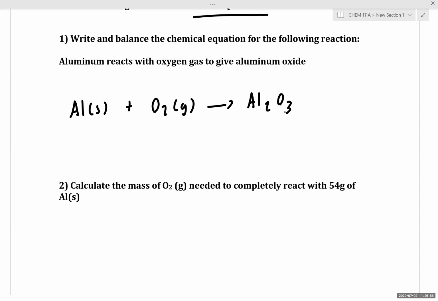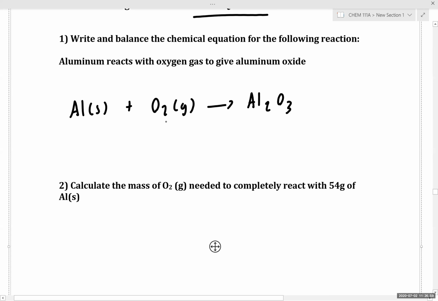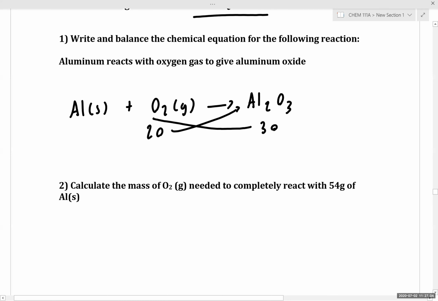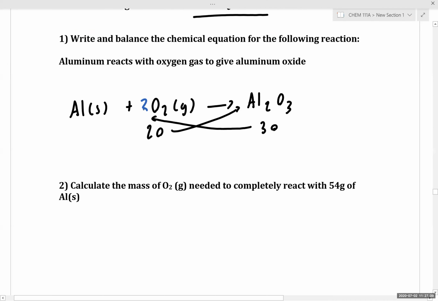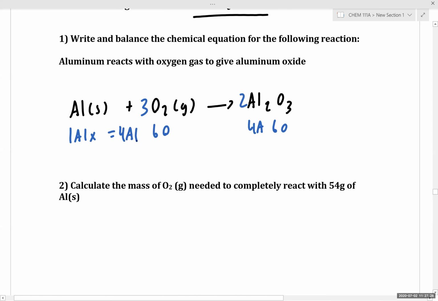So we're going to utilize the least common multiple method. We have 2 oxygens on the left. We have 3 oxygens on the right. Let's swap our coefficients. That gives us 3 and 2. So now that we have 4 aluminum and 6 oxygens on the right, 6 oxygens on the left, and 1 aluminum on the left, what coefficient do we need to get 4 aluminums on each side of our chemical equation?